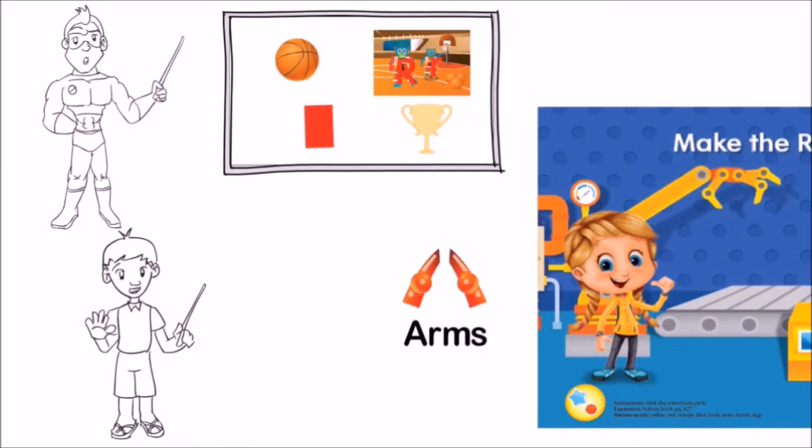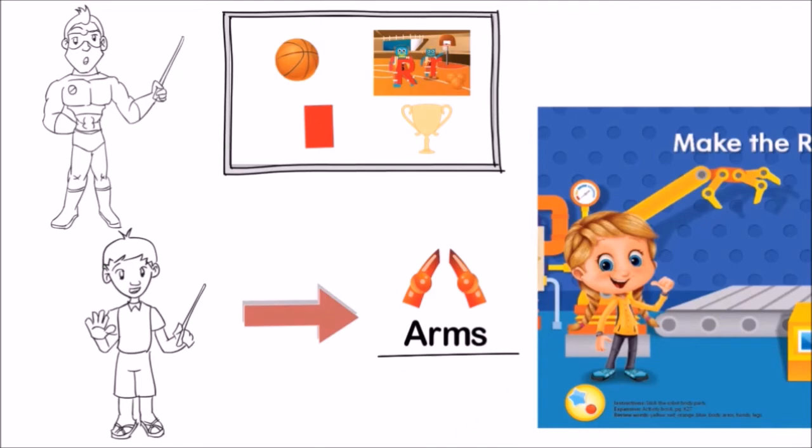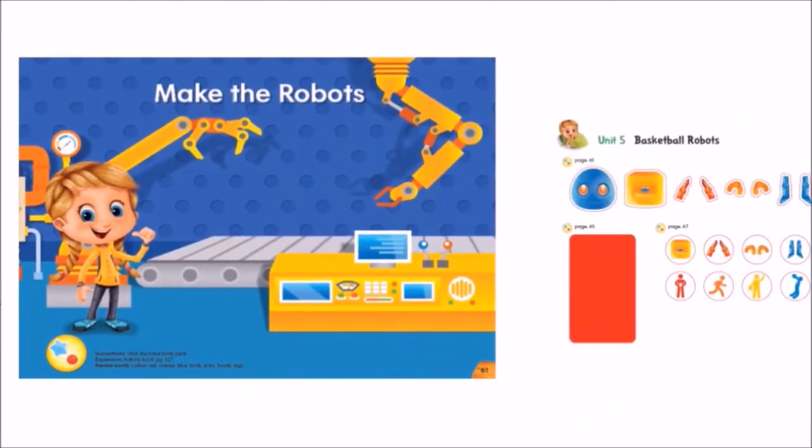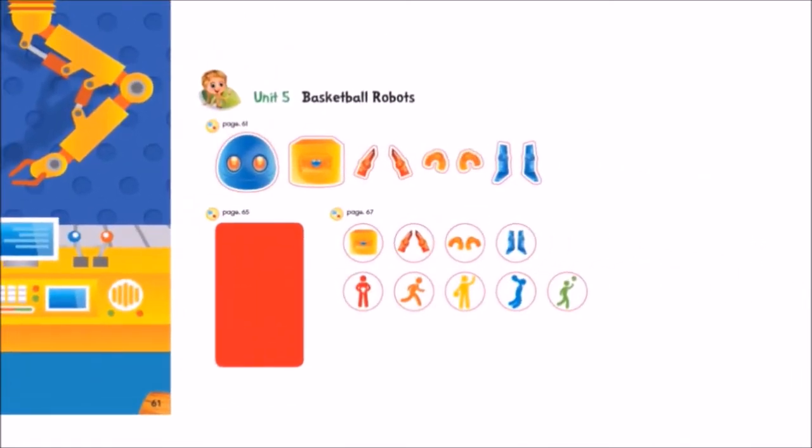Then randomly hold up a flashcard and say the word "robots need," and then elicit a response from the students to say, "I have," and then they'll use one of their vocabulary words. Then you're going to want to look at the stickers on the back of the book for page 61 and review the names of the body parts again with the students.